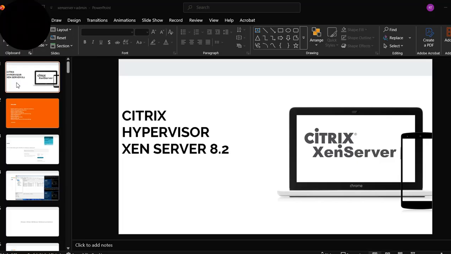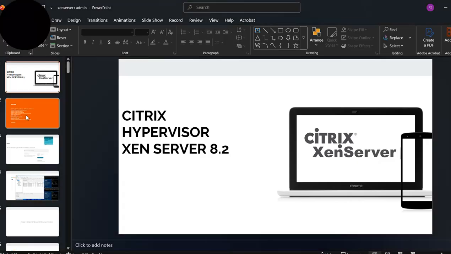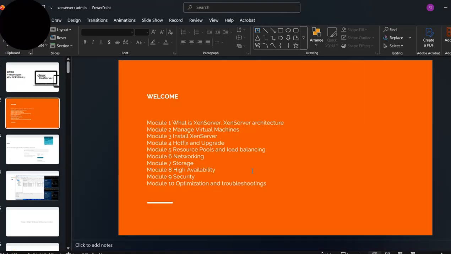Today I'm discussing Citrix Hypervisor XenServer 8.2 or later version. From today we will discuss the full Citrix Hypervisor XenServer version with Aberrant virtualization step by step. Our full course is divided into 10 modules, and I will give you all the videos on these modules step by step.